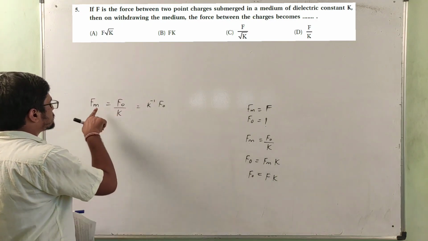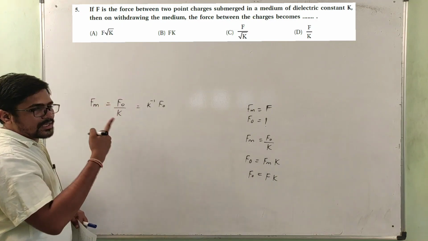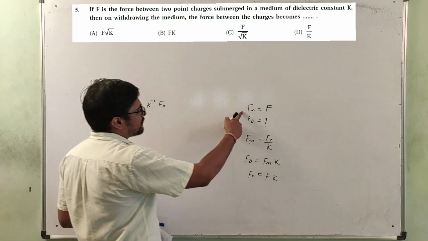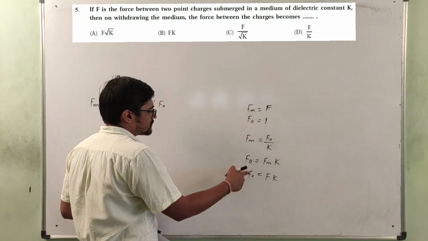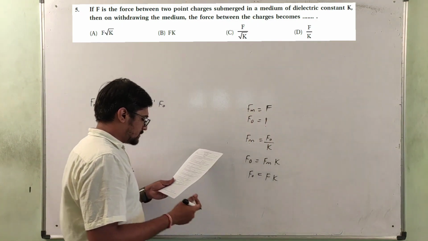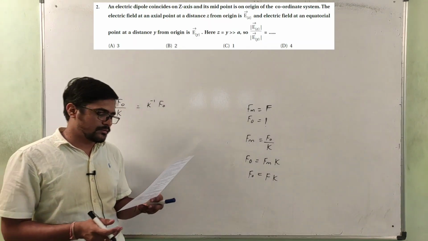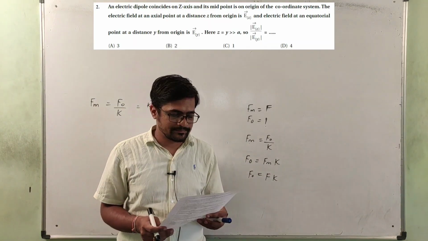So मीडियम के अंदर फोर्स कितना होता है? एयर के अंदर फोर्स डिवाइड बाई K. सो अगर मीडियम के अंदर फोर्स F दिया है तो एयर के अंदर फोर्स कितना होगा? F into K. So these both questions are similar type.